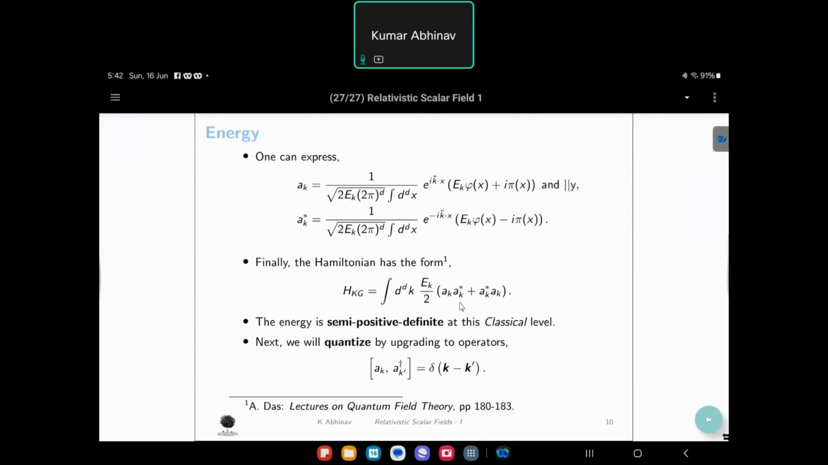And a star will be upgraded to a dagger because it will be an operator, and that will mean this whole structure a star will look like a dagger, and we know that that is the square integrable structure. So this Hamiltonian will be solvable, and we can express everything regarding the scalar field in terms of these creation and annihilation operators. And that will be the topic for the next lecture.